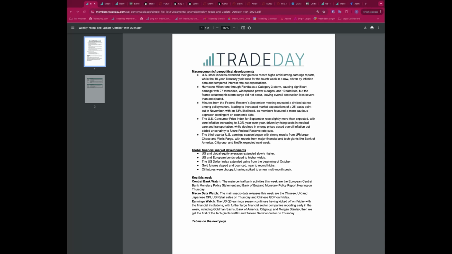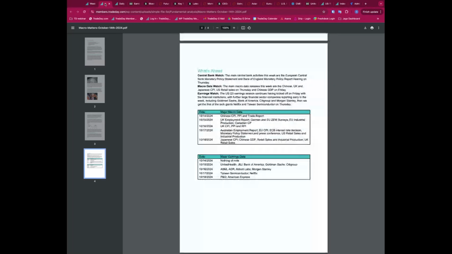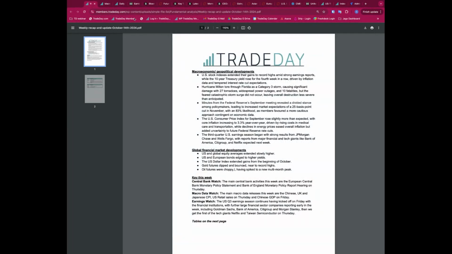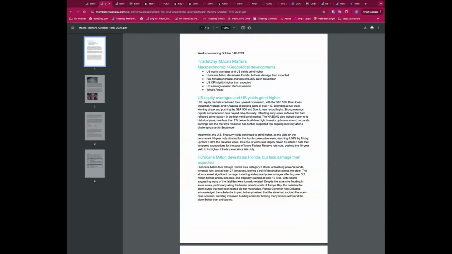We'll run through both the trade day weekly recap and outlook, and also the macro matters that we publish each weekend. We'll take a look at some articles from the major news wires that build on those, and then we'll take a quick look at the charts. Where are the potential trigger points? What's going on in the actual markets that you guys are trading going into today? So first of all, we'll kick off with the weekly recap and outlook, and also the macro matters. So this is just a summary.